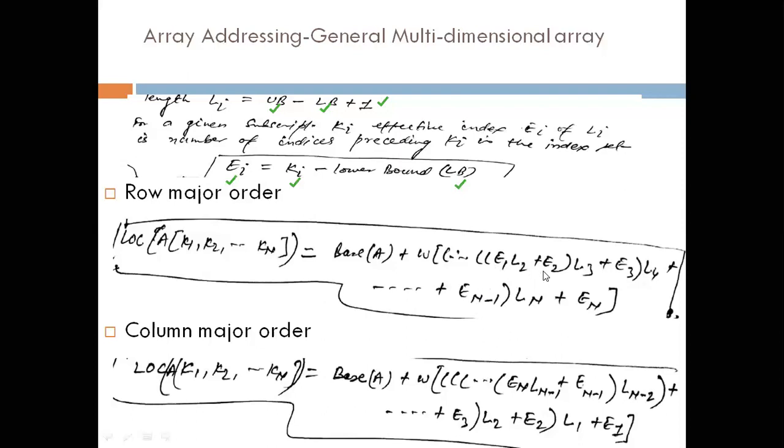So E1 L2 plus E2, and this multiplication will be of this whole term. Again plus E3, and multiplied by L4 on this whole term, this complete term, plus the next term, and so on. In column major order, base address plus W, and in reverse it will start from En Ln minus 1 plus En minus 2, complete multiplication Ln minus 2, plus, and at last E1.